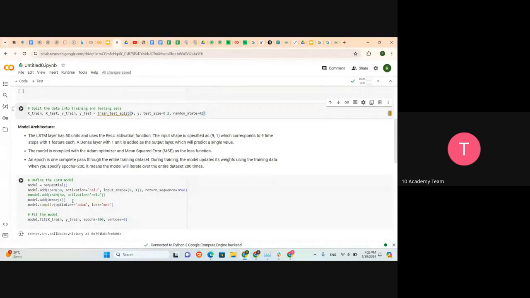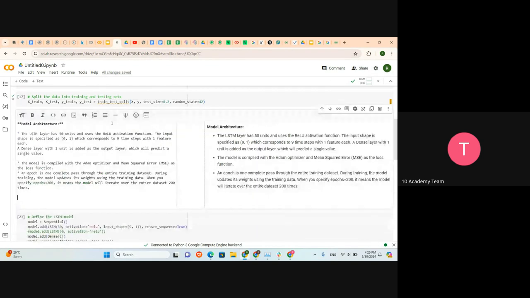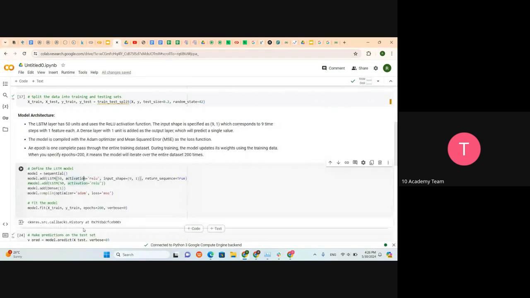So we can go to the model architecture, using the LSTM model. Here we're using the ReLU function. As I've mentioned earlier, you can also use the sigmoid function. Actually, we mostly use the sigmoid function in LSTM models. So the activation is ReLU, and the input shape is 9 rows and 1 column. And we can just exclude this.